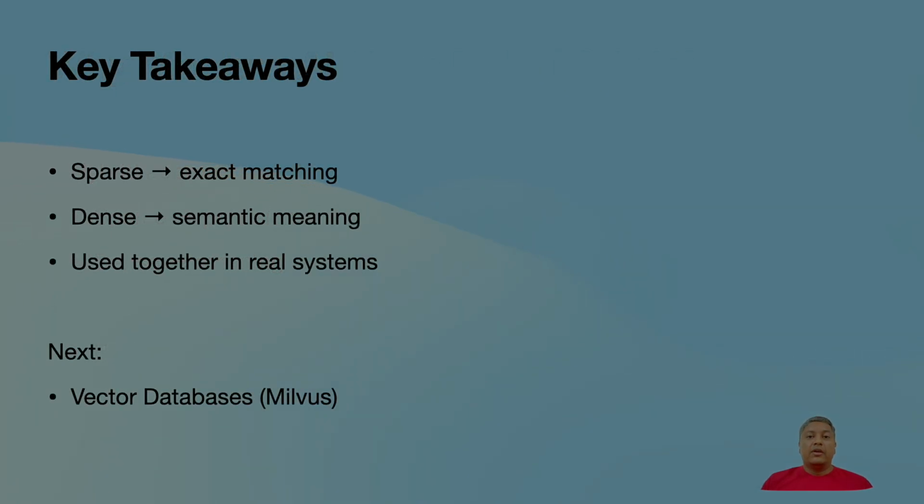To summarize, sparse vectors focus on exact matching, and dense vectors focus on meaning. Modern AI systems rely on both. In the next video, we will build on this foundation and explore vector databases, starting with Milvus.